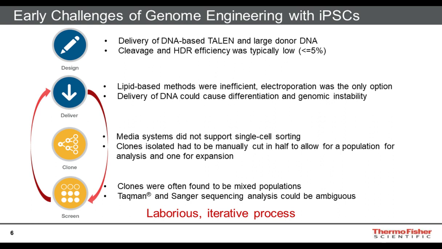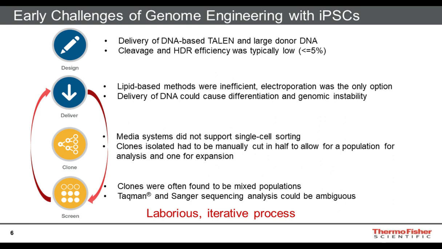So the tools and the delivery were a big problem and were not setting us up for success downstream in terms of isolating clones, but the isolation of clones itself is a challenge as well. Back then, media systems did not really support single-cell sorting, so we were forced to do manual approaches where we would manually isolate clones by cutting them into pieces and expanding one piece further in culture and using the other piece for genomic DNA analysis.